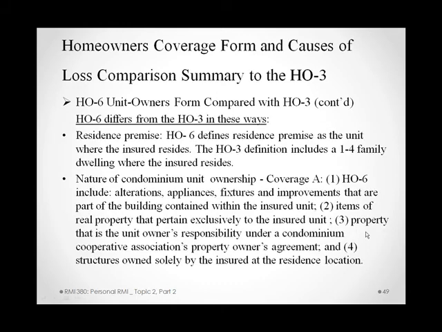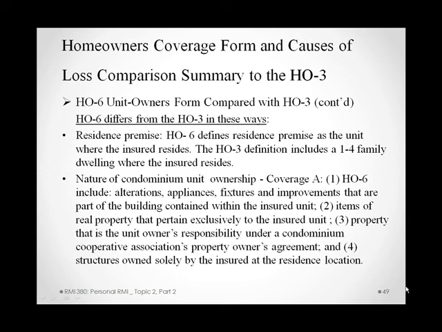The differences between an HO6 and HO3 are the following. Here are some specific differences between the HO6 unit owner's form and the HO3 special form. First, it has a different definition of the residence premises. The HO6 defines the residence premises as the unit where the insured lives. The HO3, however, defines a 1 to 4 family dwelling as a dwelling.